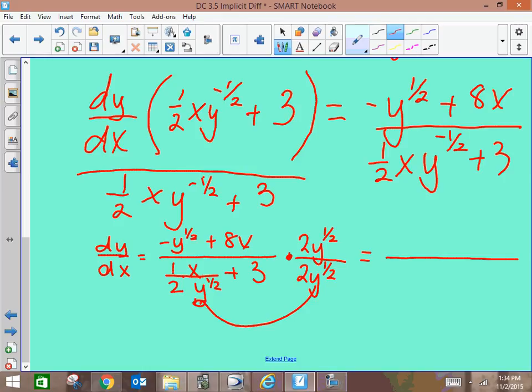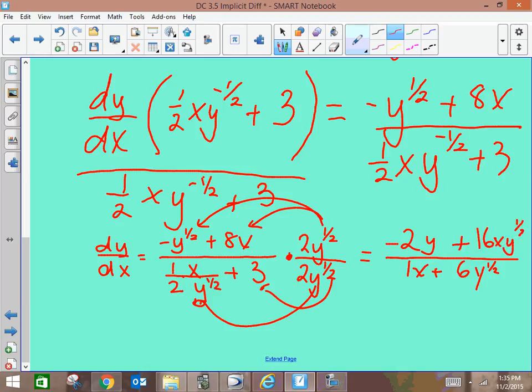This times this, what is that? 1x. Very good. This cancels with this. Plus this times this is y to the 1/2. Very good. This times distributed, we got a y to the 1/2 and a y to the 1/2 and a negative and a 2. So that's negative 2 what? Y, good. 1/2 plus 1/2 is 1. And then what's that? 16, that's an x, y to the 1/2.